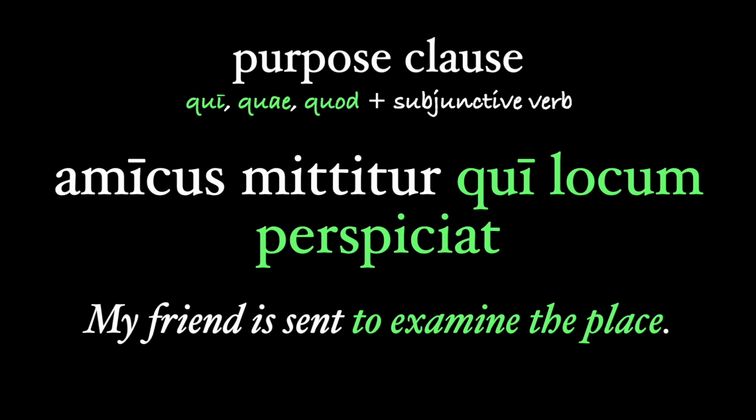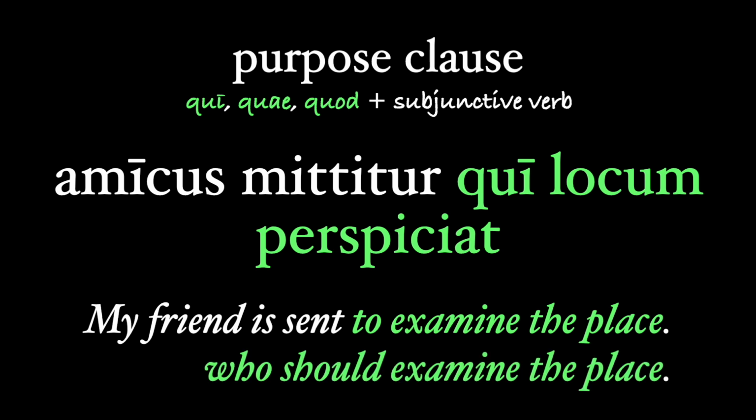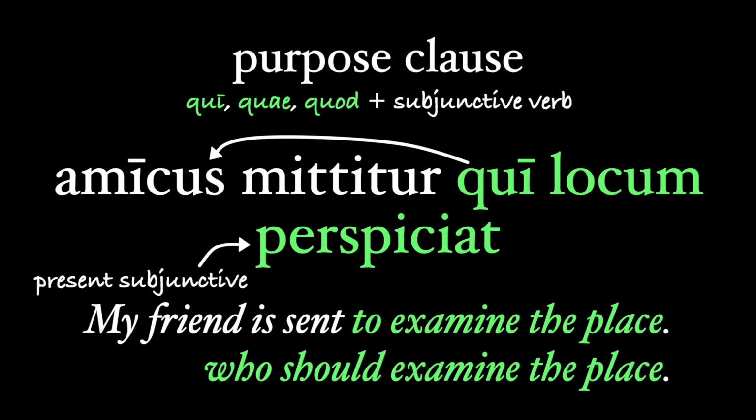Amicus mittitur qui locum perspiciat. My friend is sent to examine the place, or who should examine the place. We can see that the qui refers to the friend, and yet with the verb perspiciat in the subjunctive, we can feel the sense of purpose with this clause. And note that we initially translated the qui as to, rather than who, which further shows the idea of purpose.